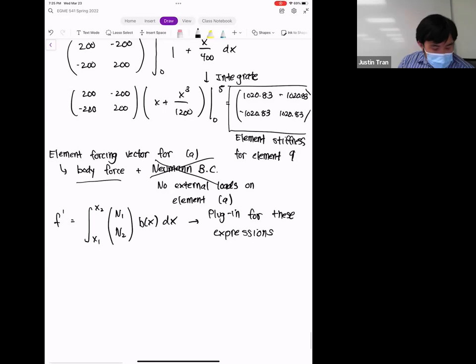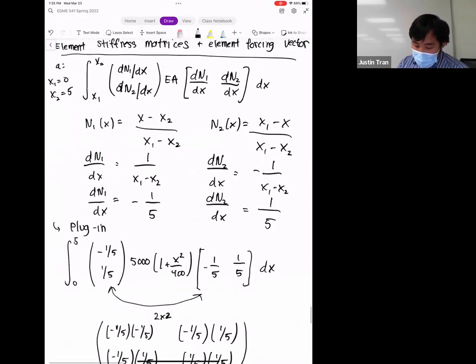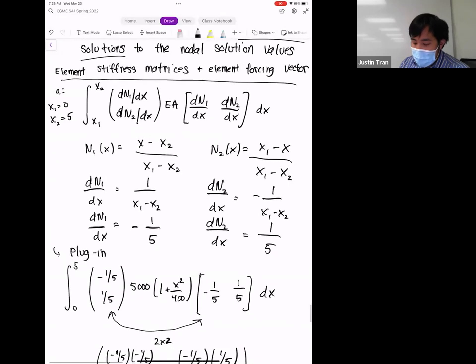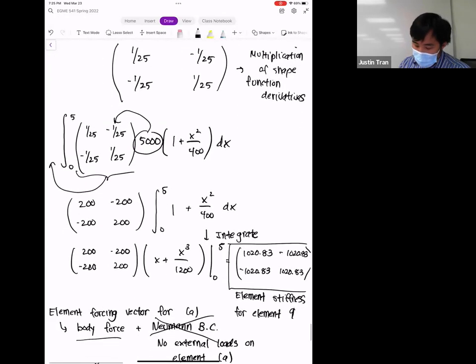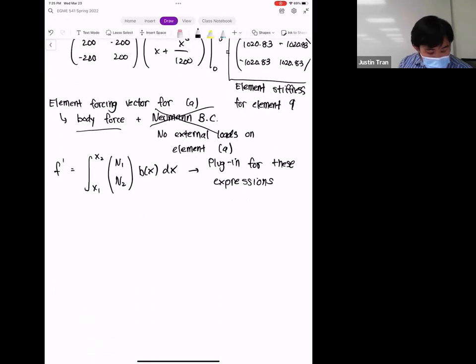Okay. So remember, N1 of x is up here. N1 of x is (x minus x2) divided by (x1 minus x2), and N2 is (x1 minus x) divided by (x1 minus x2). And so we have a constant factor of 1 over (x1 minus x2), and I'm going to go ahead and pull that out of the integral, because both N1 and N2 have it. So this is a common factor.